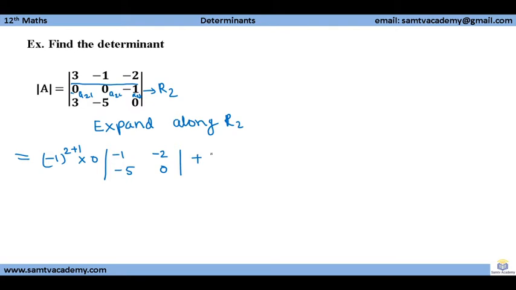Next again we have to take the sign change. This location is 2 plus 2, and the element is 0. What are we left with? We have to leave this element's column and this row. So we are left with 3, minus 2 and 3, 0.